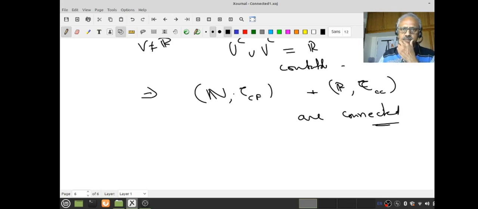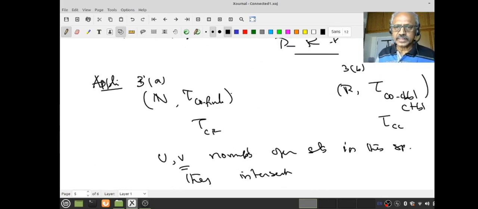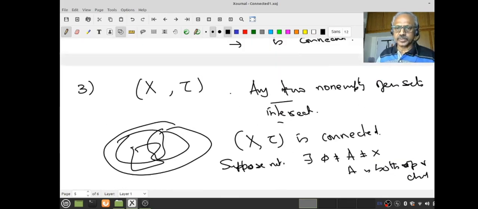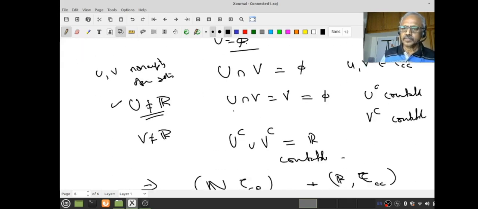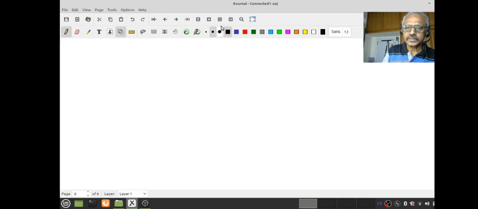Is it okay? So why are they connected? It follows from a single observation. What is the observation? If I take a space in which any two non-empty open sets always intersect, that space has to be connected. That's a very trivial observation. Please go through the proof again: pause, review, proceed.